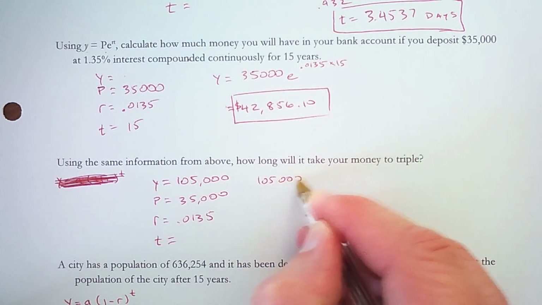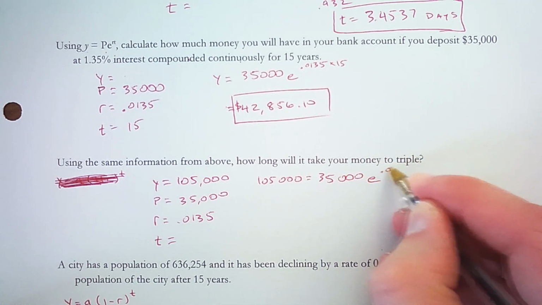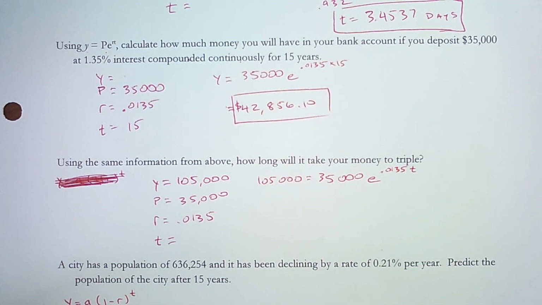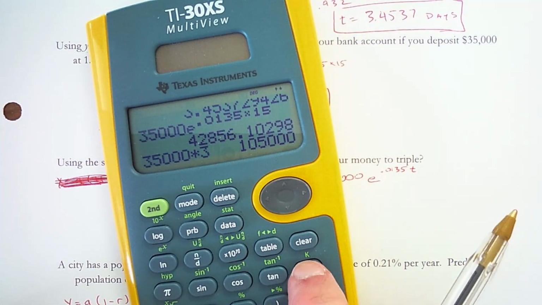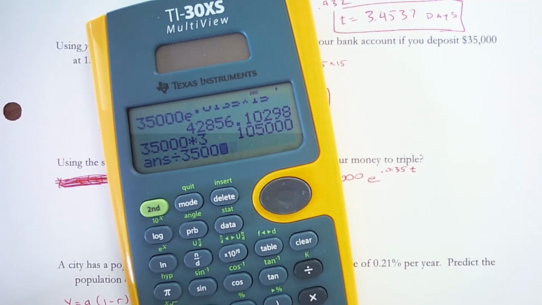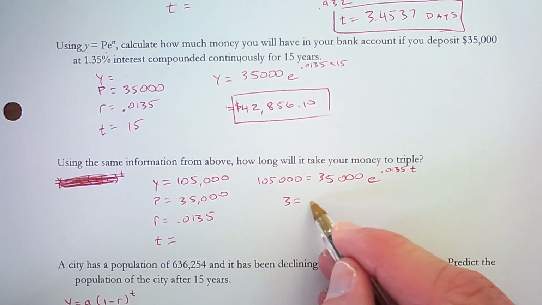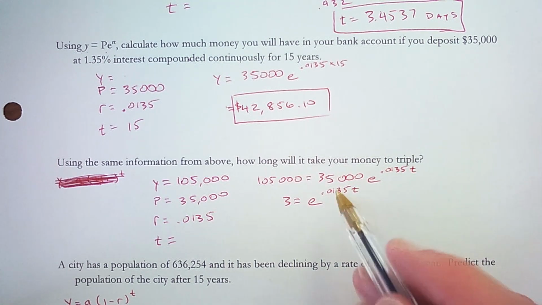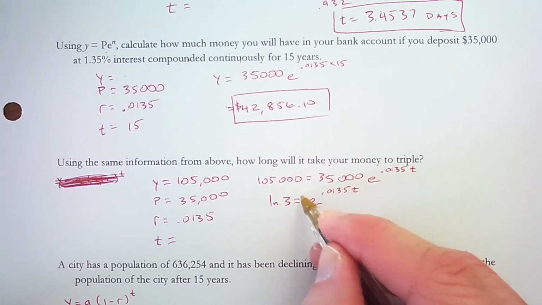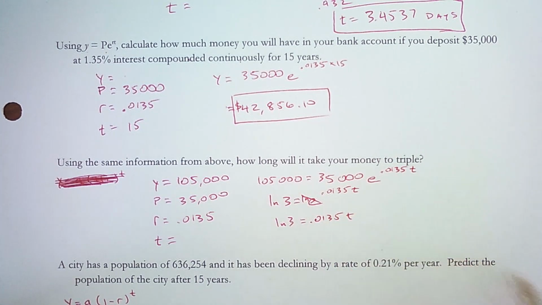So 105,000 equals 35,000 times e to the rt, 0.0135t. Okay, so we will divide by 35,000, so 105,000 divided by 35,000, we should know this is going to be 3, equals e to the 0.0135t. Natural log on both sides will cancel out the e, so natural log 3 equals 0.0135t. And we'll divide by 0.0135.